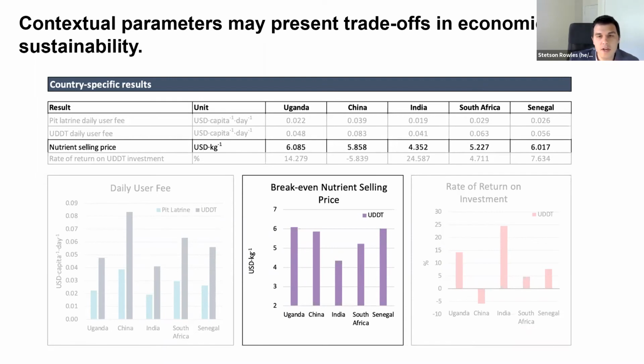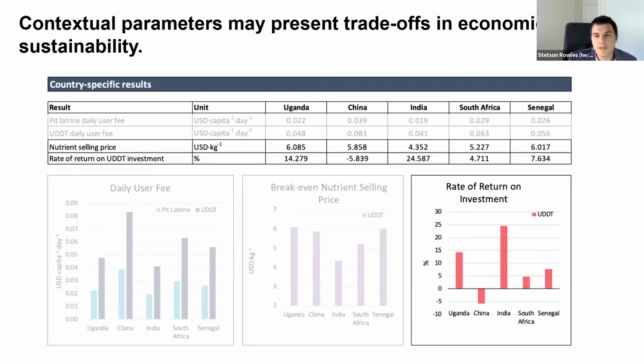In the last figure here, this is for the rate of return on investment. And remember here, a higher number leads to greater return. So if we're investors, we want this number to be high. And the highest countries in this example are India and then Uganda. And then you can see that China, under these assumptions, is negative.